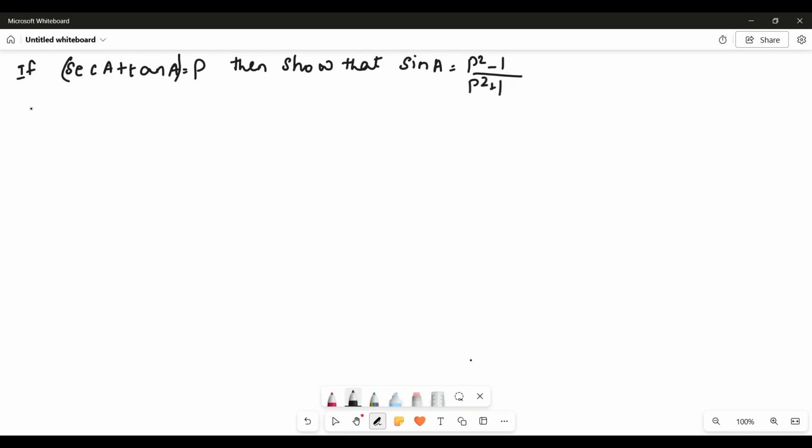If secant A plus tan A is equal to p, then show that sin A is equal to p squared minus 1 over p squared plus 1. So we have to solve sin A is equal to p squared minus 1 over p squared plus 1. I'm starting this problem with the RHS and I'll try to get the LHS here. So we'll start with RHS.